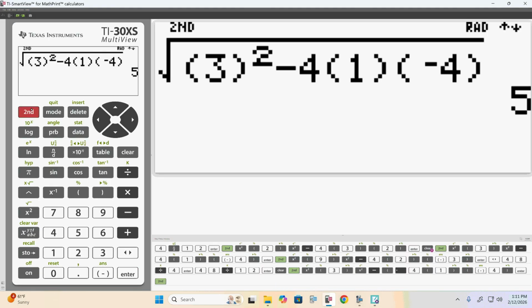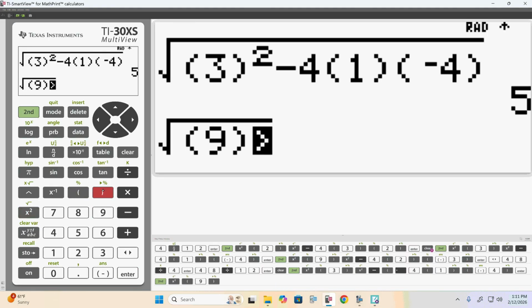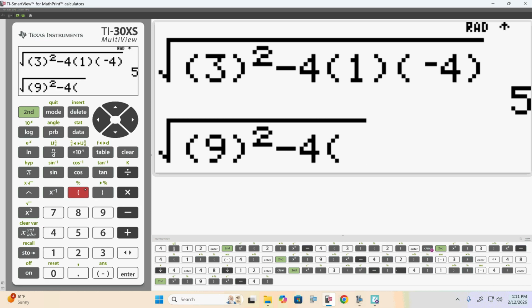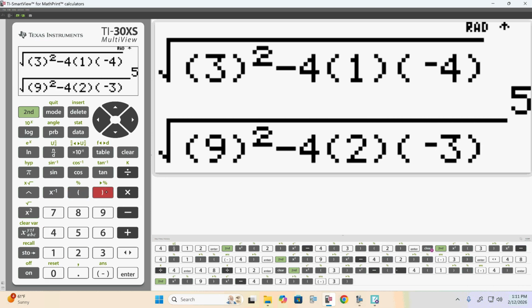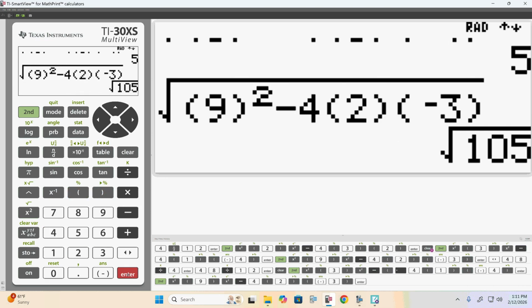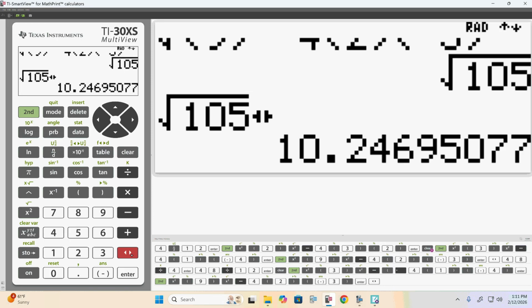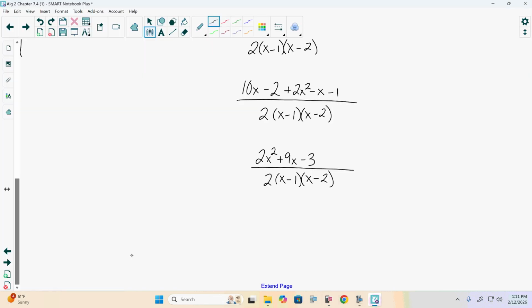So I'm going to check our b squared minus 4ac, because that's going to be 9 squared minus 4 times 2 times negative 3. Square root of 105, 10.22, or 10.24. Yep, nope. That's not going to factor. So we're done.